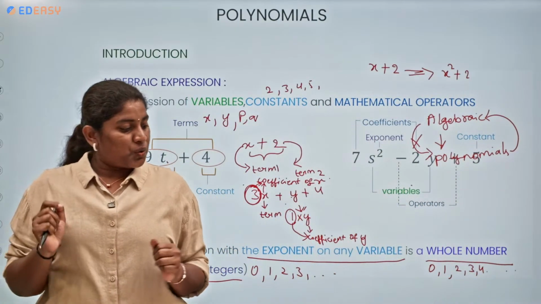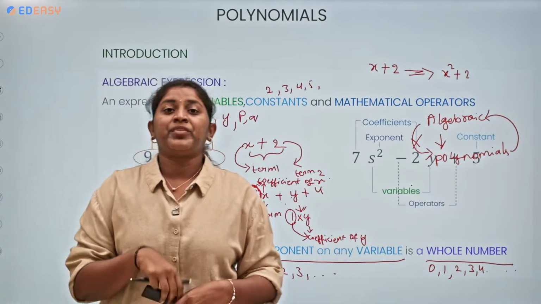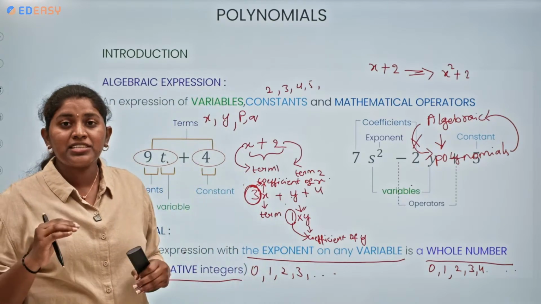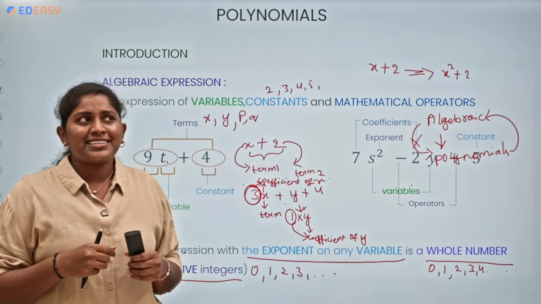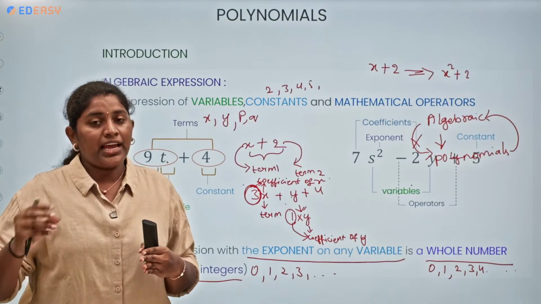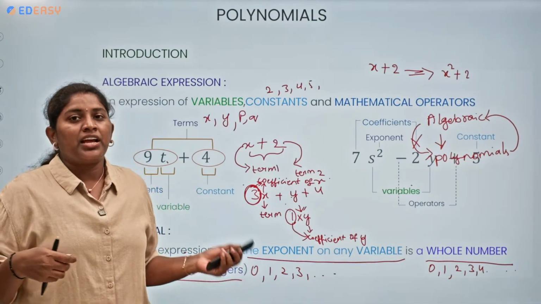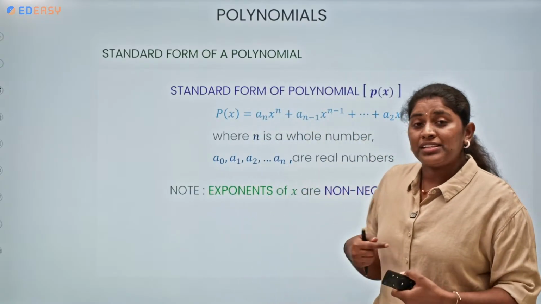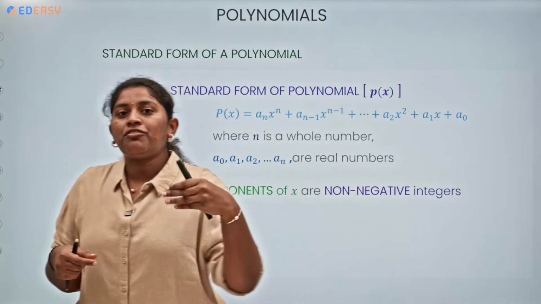Fine. So I think we are not having any questions till now. So let's go into the next. Next we will discuss the standard form of a polynomial. It means when we can say that an algebraic expression is a polynomial. Now coming to the standard form of a polynomial, we will start with the representation of a polynomial, that is p of x.